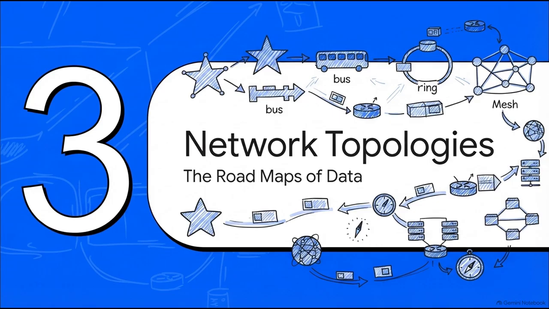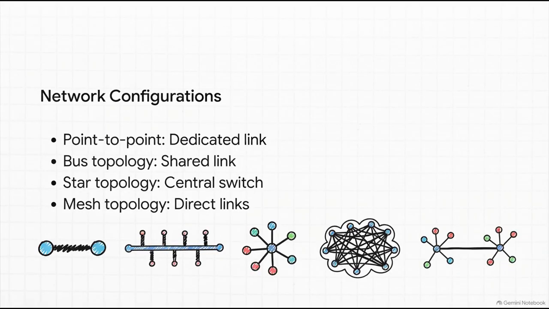Next up is Section 3, network topologies explained, the roadmaps of data. Topology is really just a fancy word for the physical configuration of a network. Think of them as roadmaps. First, point-to-point. This is the simplest one out there, just a single dedicated road directly linking two systems together. Next is the bus topology. Picture one long shared highway, where every device has a little driveway connecting to it. If a message gets sent, it travels all the way down that shared highway and basically broadcasts to everyone, though only the actual intended recipient processes it.